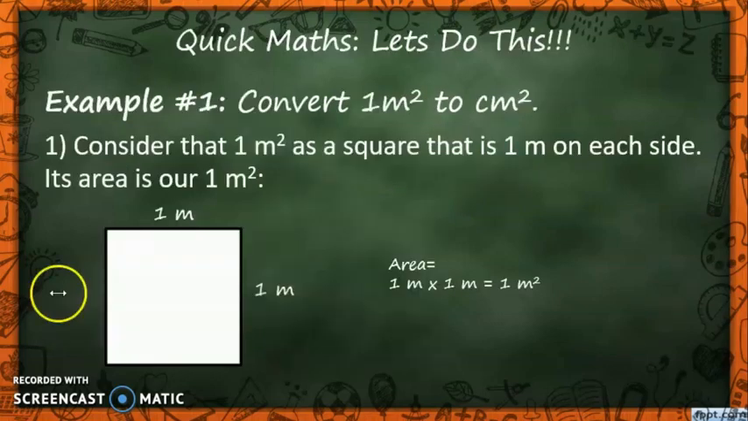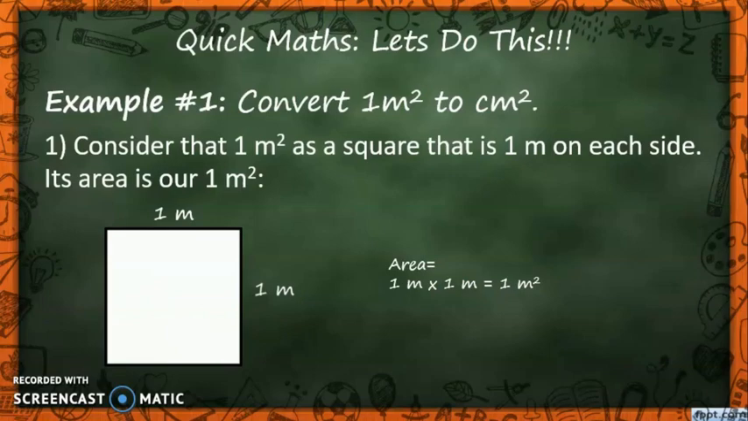So quick maths, let's do this. Example 1. Convert 1 meter square to centimeter square. Step 1. Consider that 1 meter square as a square that is 1 meter on each side. Its area is our 1 meter square. So here we have our square, and on each side 1 meter. And to find the area, we have to multiply 1 meter by 1 meter, giving us 1 meter square.